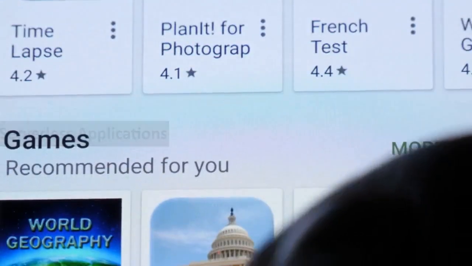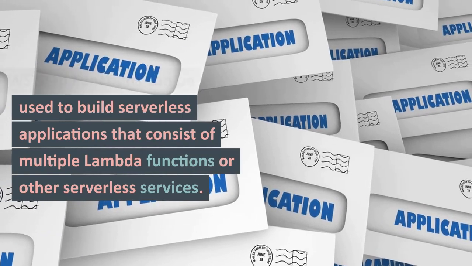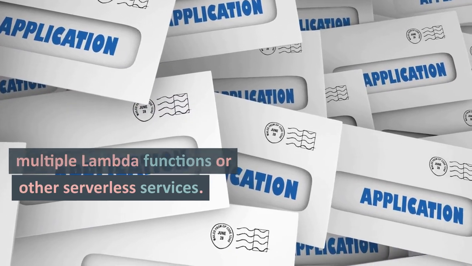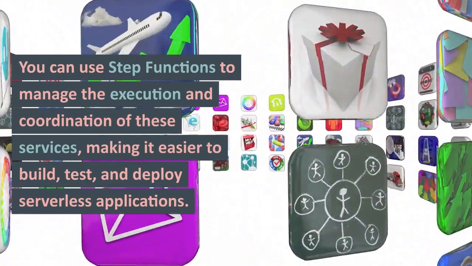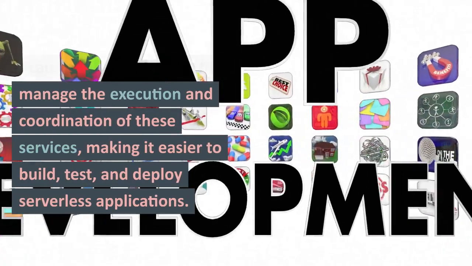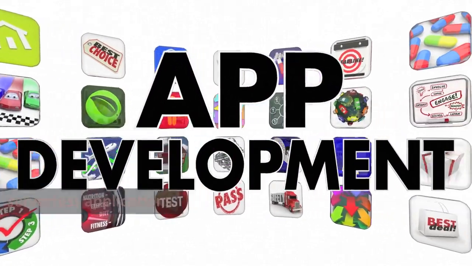Serverless applications. AWS Step Functions can be used to build serverless applications that consist of multiple Lambda functions or other serverless services. You can use Step Functions to manage the execution and coordination of these services, making it easier to build, test, and deploy serverless applications.